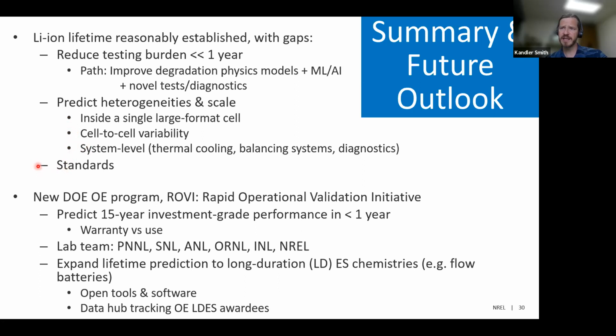And then finally, having a standard lifetime predictive method, both testing and models, is, to my knowledge, something that's lacking in the community. So I think that would help bring maturity to the lithium-ion community. And then beyond lithium-ion, there's also quite a bit to do in advanced chemistries. And so there's a new program from the Office of Electricity called ROVI, Rapid Operational Validation Predictive. The goal is to predict 15-year investment grade performance in less than 1 year of data, and answer some questions as to how the warranty or lifetime might change versus use.